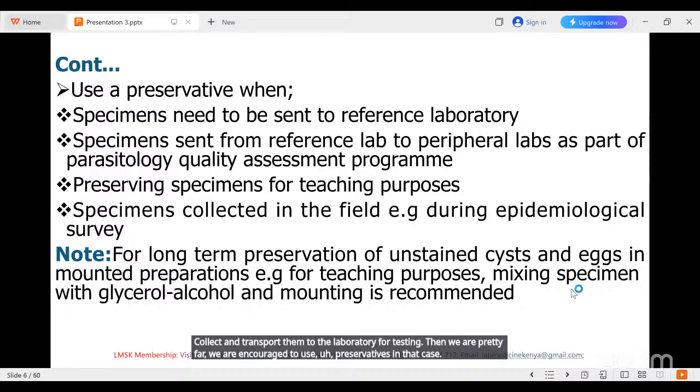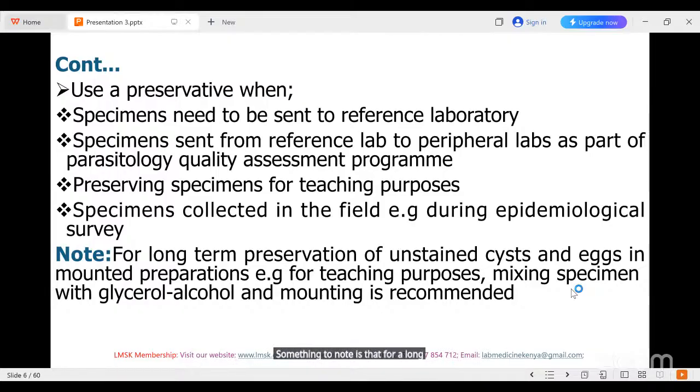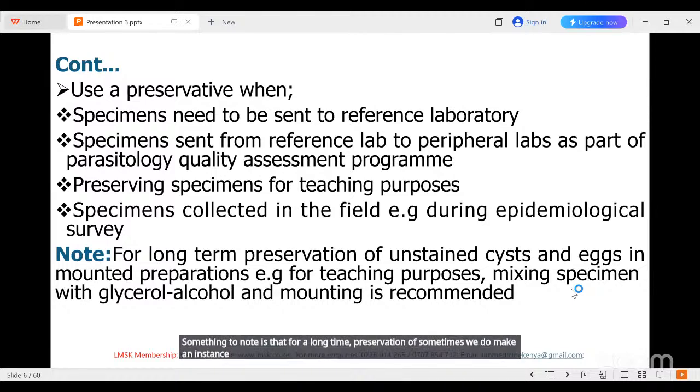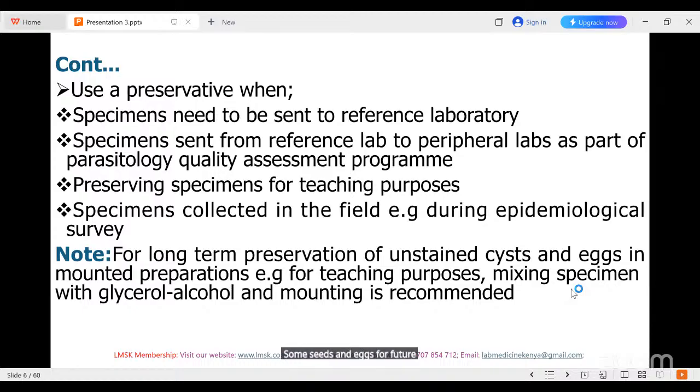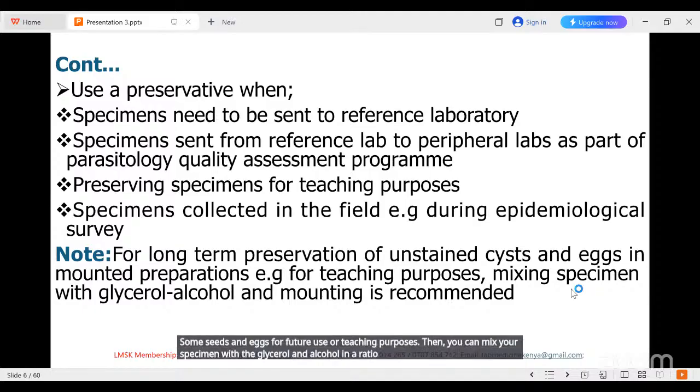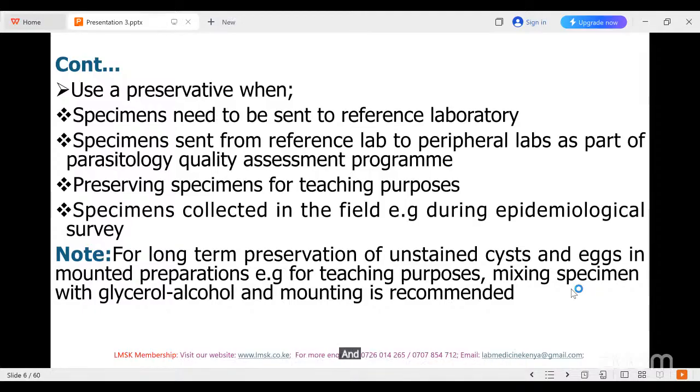Something to note is that for long-term preservation, sometimes we make instant slides that have some cysts and eggs for future use or teaching purposes. Then you can mix your specimen with glycerol and alcohol in a ratio that I'm going to give you down there, and you mount for future purposes. This comes as a permanent slide.